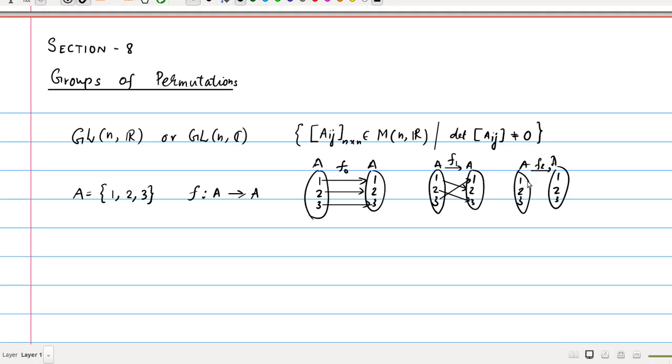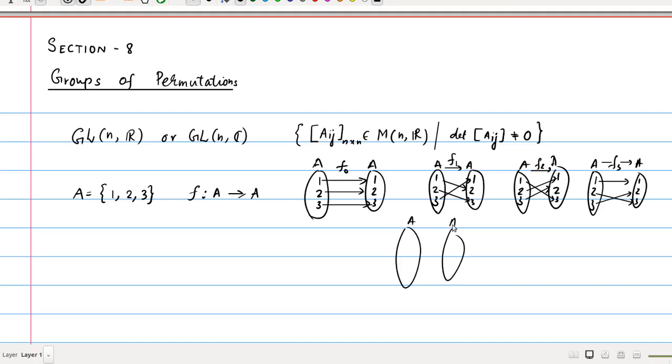We have another function, f2, which maps 1 to 3, 2 to 1 and 3 to 2. And we have another one from A to A, where 1 goes to 1 first, and then we interchange the images of 2 and 3, so 2 goes to 3 and 3 goes to 2. Similarly, you can construct two more.